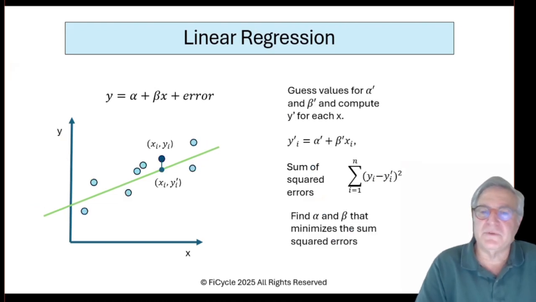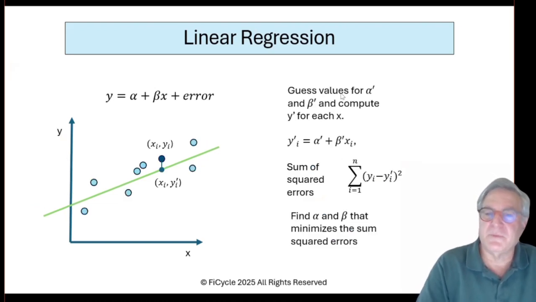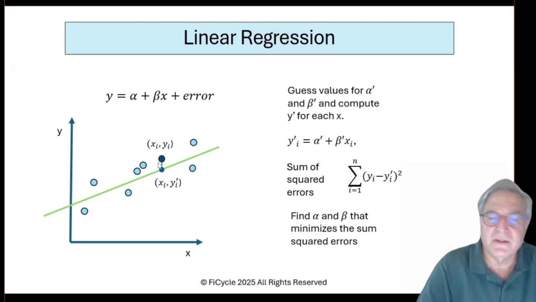So how do we do that? The way we do that is that we guess values for A and B, and then for each value, we compute the value of Y based on that guessed value of A and B. So here I've guessed a line and a slope, and then we're going to measure the distance between the value we guessed and the actual value. And then we're going to do that for every point. And we want to have the smallest error.